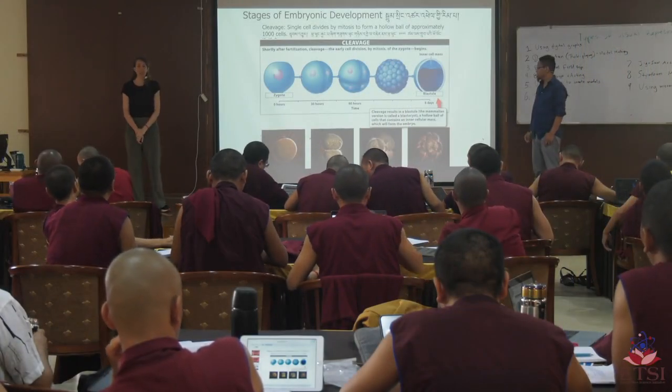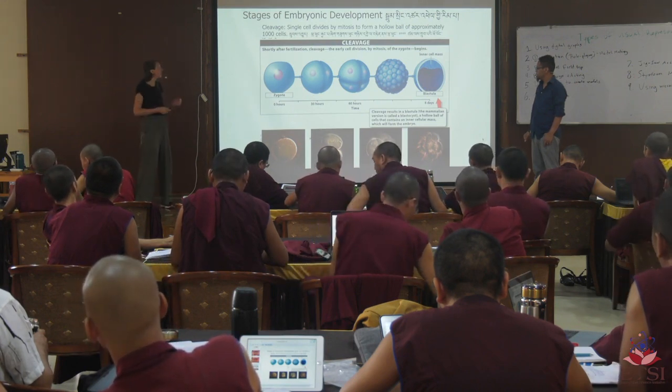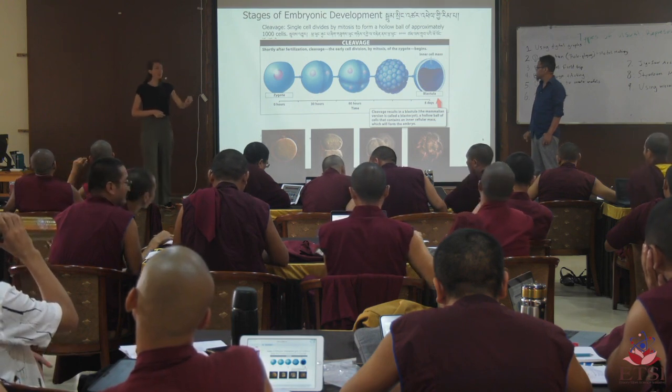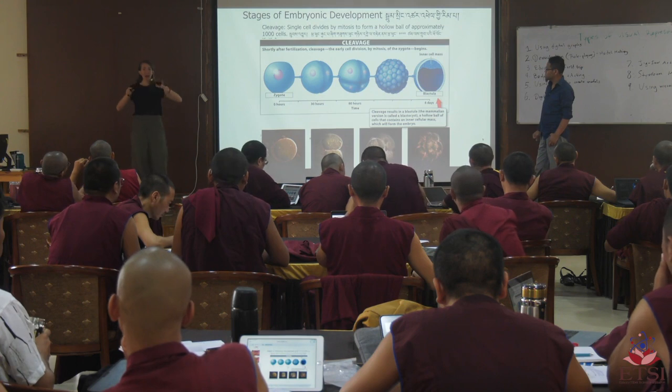Ultimately, in this stage that's called cleavage, there is going to be that single cell that we've already talked about, and it's dividing by mitosis. This is why we had the brief review of mitosis, to form this hollow ball that will have about 1,000 cells.